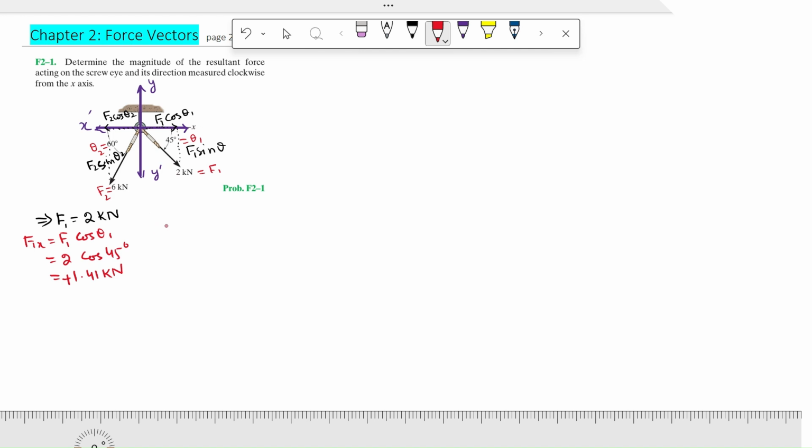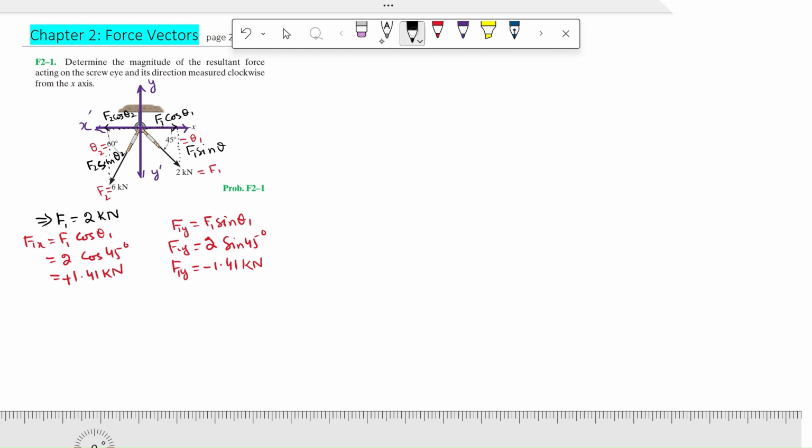And similarly for F1y, the y component of this F1 force, it will be F1 sin theta 1. So F1y equals F1 value of 2 times sin 45 degrees. So the value will be 1.41 kilonewton, and for its direction, look at the arrow of this F1 force: it acts downward. The downward value for the y-axis is negative, so it will be minus 1.41 kilonewton.